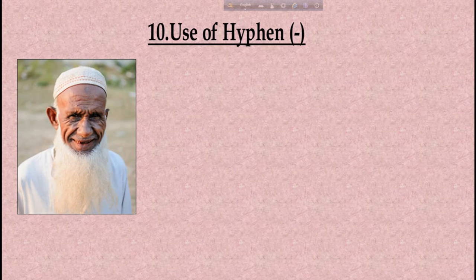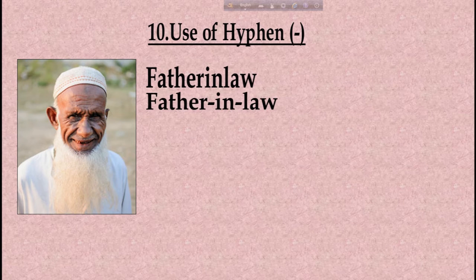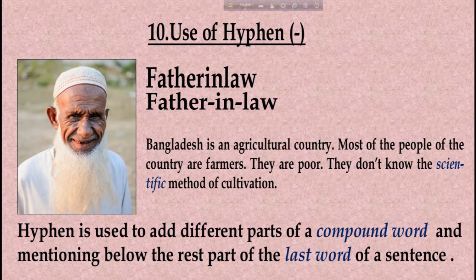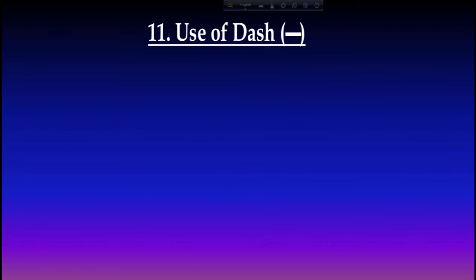Use of hyphen. So father-in-law, it will be father-in-law. Now Bangladesh is an agriculture country. Most of the people of the country are farmers. They are poor. They don't know the scientific method of cultivation. Hyphen is used to add different parts of a compound word and mentioning below the rest part of the last word of a sentence. So first one is compound word.